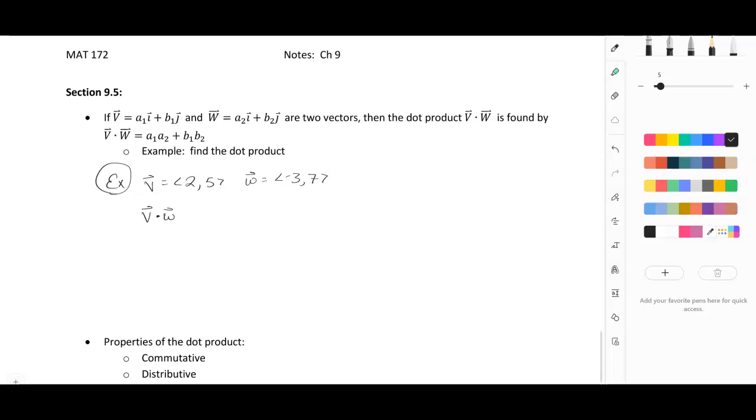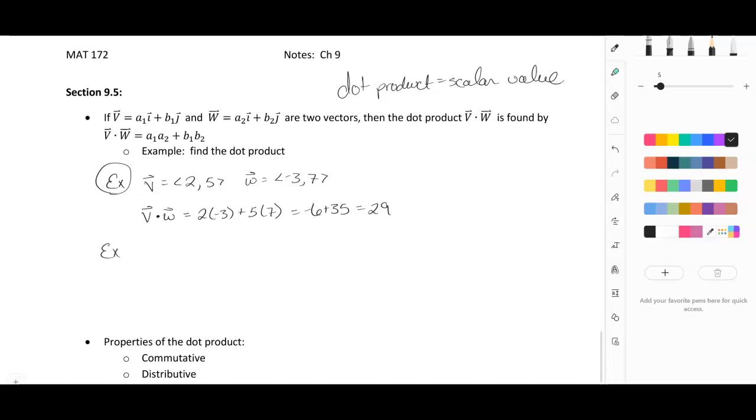So look at the notation here. It's just a simple dot in between v and w. It looks like a multiplication sign, but it is not a multiplication sign. To find that value, we're going to multiply the x components together. So 2 times -3, add, and multiply the y components together, 5 times 7. So we're going to get -6 plus 35, which is 29. Okay, now one thing I want you to notice with the dot product, we're not going to get a vector. A dot product is a scalar value. Okay, so all that means is we're just going to get a number, not a vector, but a number.